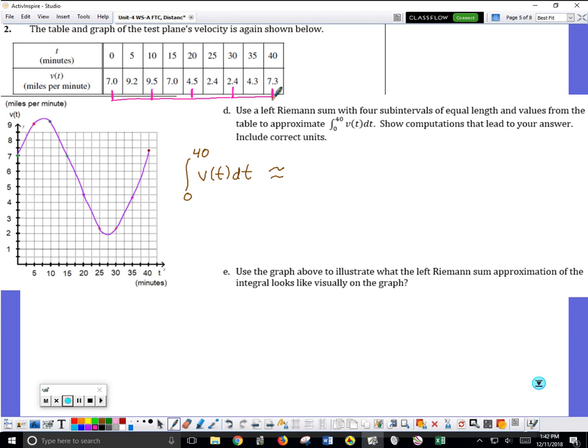You look at the first subinterval. There are still an infinite number of velocities within that subinterval. But because we're doing a left Riemann sum, which velocity do you pick? The left. This is not meant to be difficult. So what is the velocity on the left side of the subinterval? 7.